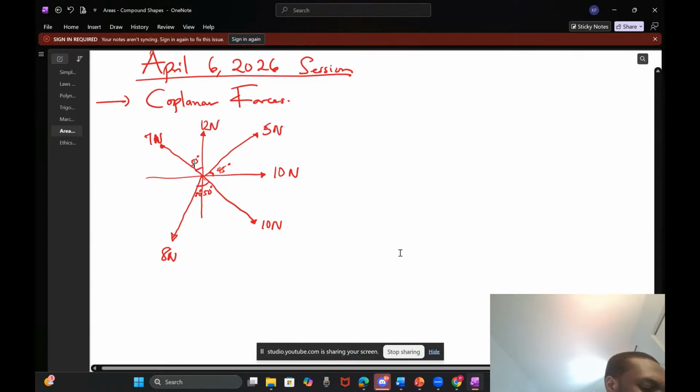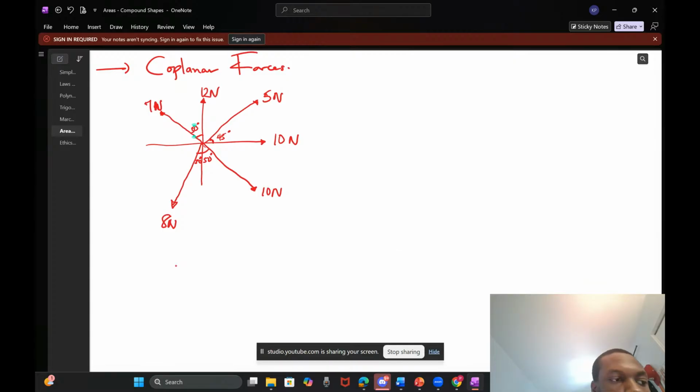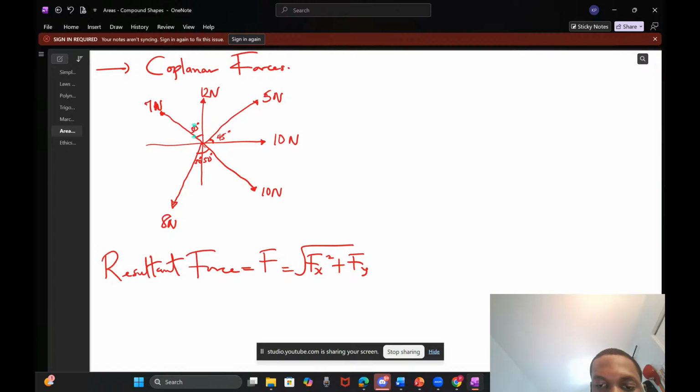So whenever we're talking about coplanar forces, the forces are always in x and y components, x and y axis. So the formula for the resultant force is F is equal to square root of Fx squared plus Fy squared. Okay. And tan theta, this for finding the direction of the angle, is Fy divided by Fx.